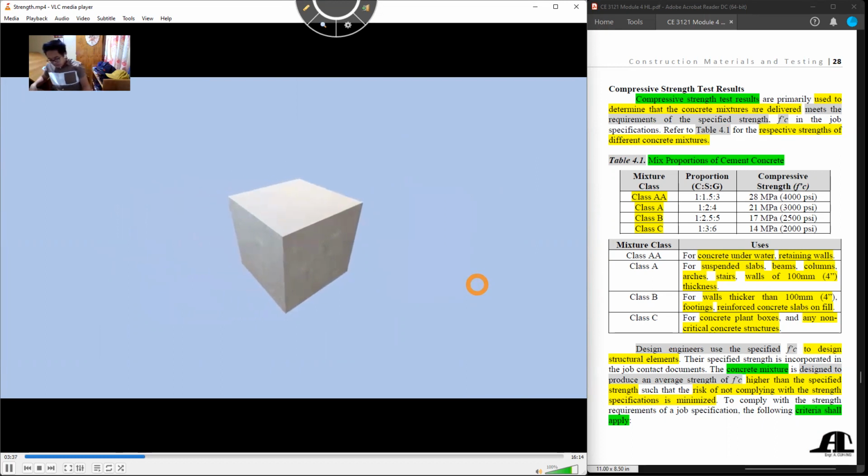The standard size of a cubical specimen is 150 mm into 150 mm into 150 mm, while the cylindrical specimen is 150 mm in diameter and 300 mm in length.